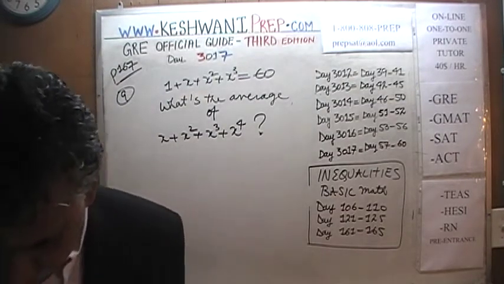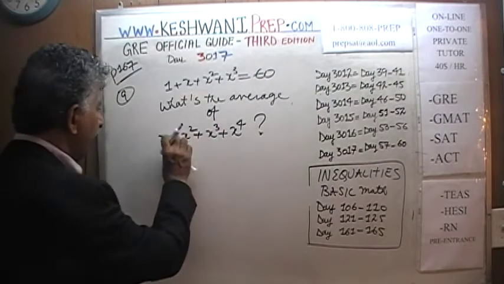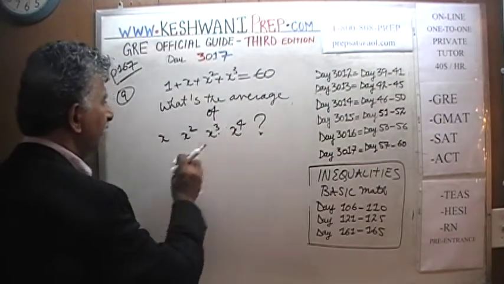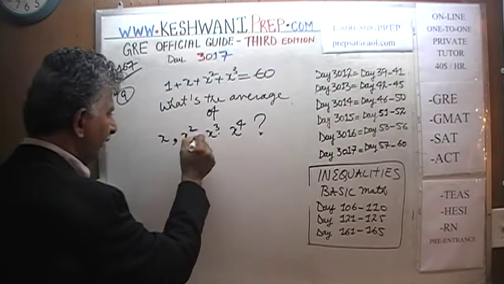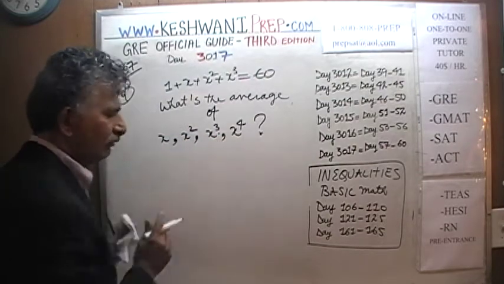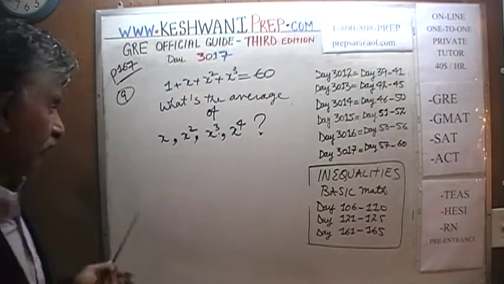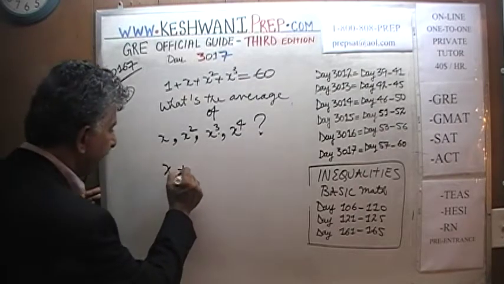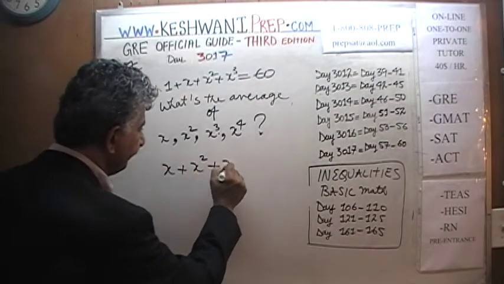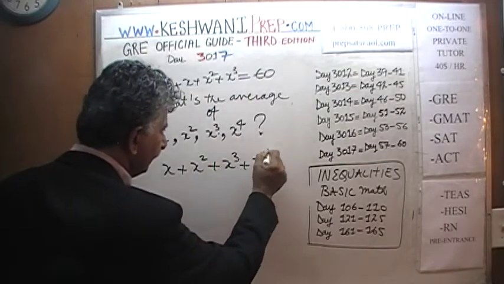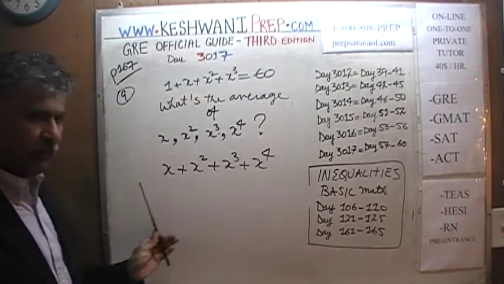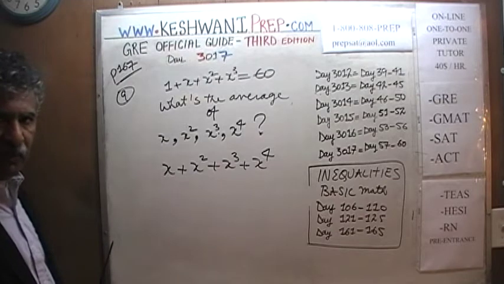We take their sum, and of course, the way the question is written, it will not have a plus sign in between, because the question is, what's the average of x, x squared, x cubed, and x to the 4? That's what I meant to write. How do we find the average of these four quantities? Well, it's very simple. We first add them up and divide by 4. But before we divide by 4, let's see what the sum happens to be.